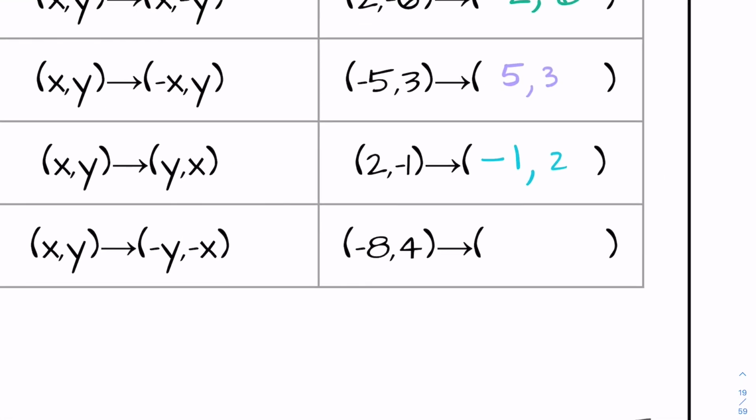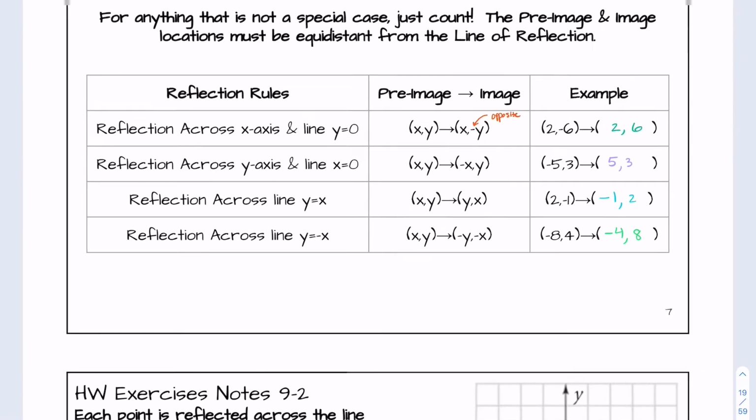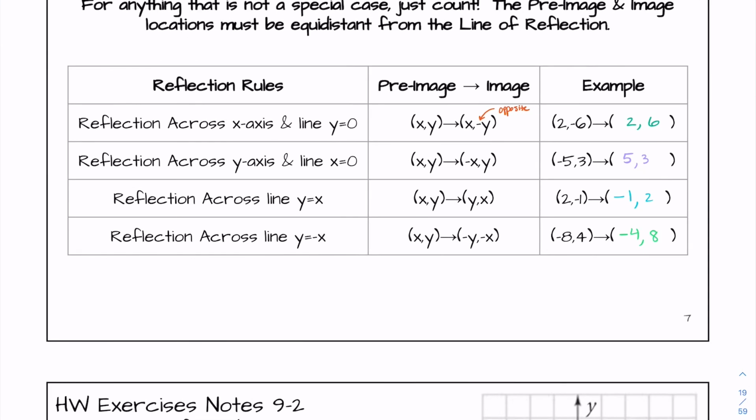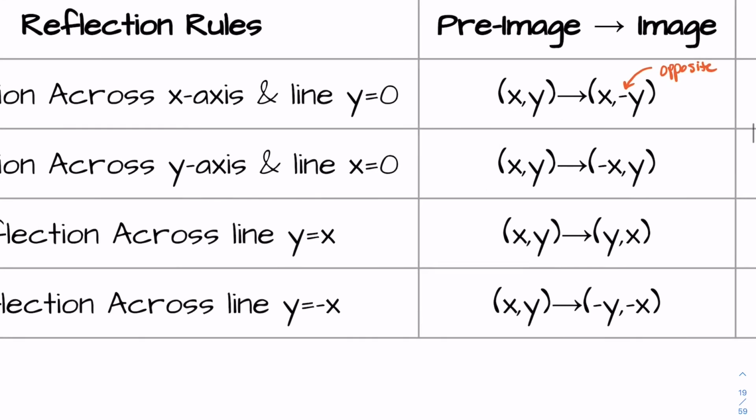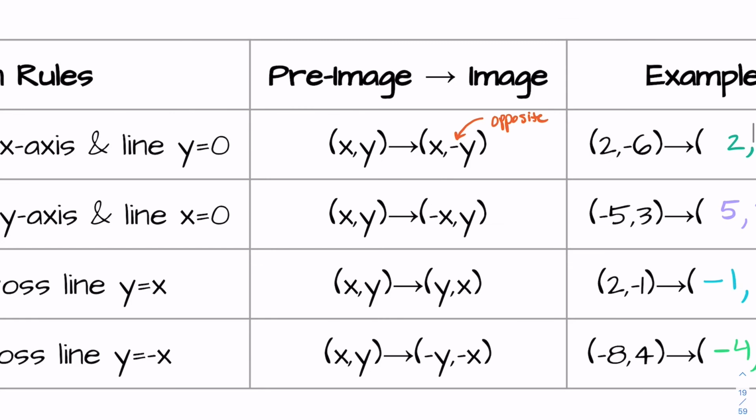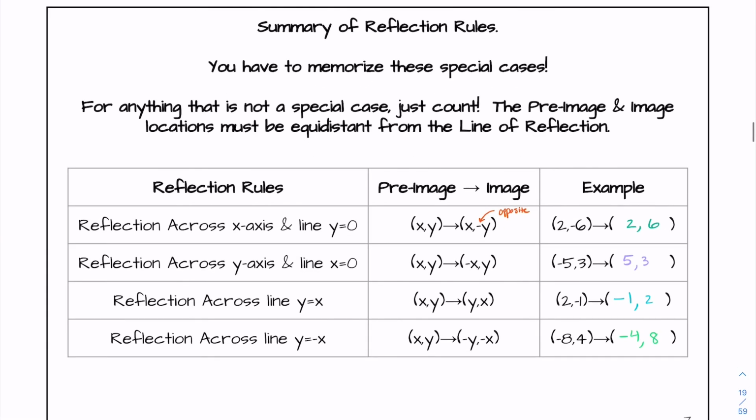So 4 becomes negative 4, and negative 8 becomes a positive 8. And those are our rules, okay? And that's it. So you need to memorize these rules. Just remember, negative doesn't mean negative, it means opposite. So you're going to find out whatever is opposite to it.